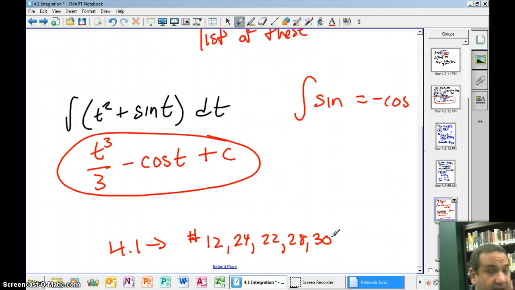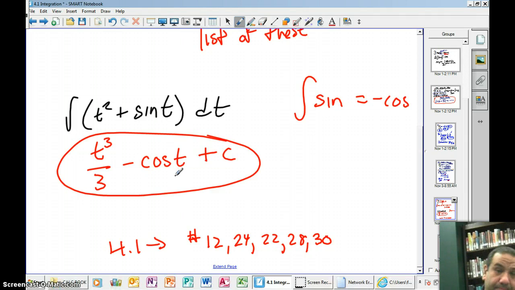I want to see, is there anything else? No, that's it. Antiderivative. The opposite of derivatives. It's called the integral. The indefinite integral. You don't get any number answers unless you're looking for a particular solution. Okay? See you tomorrow.